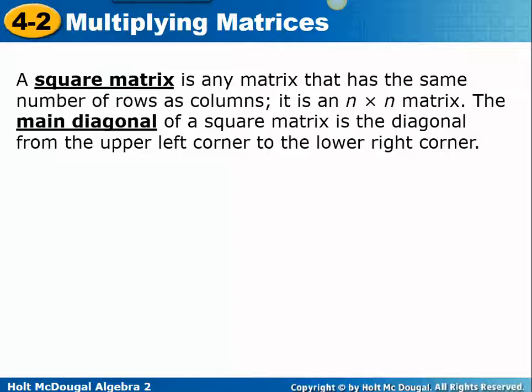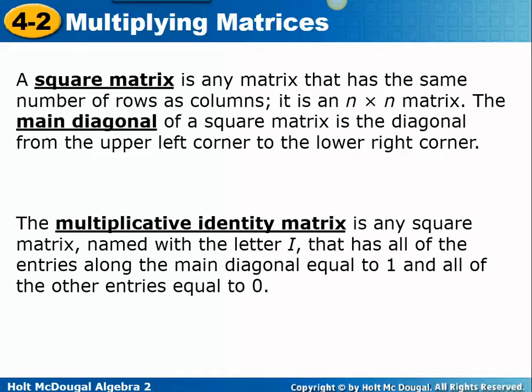A square matrix has the same number of rows and columns just like you would expect, so like a 2 by 2 or a 3 by 3. The main diagonal of a square matrix is the diagonal from the upper left corner to the lower right. So let's do a 3, 4, 5, 6. Here's a square matrix, a 2 by 2. This is the main diagonal from the upper left to the lower right.